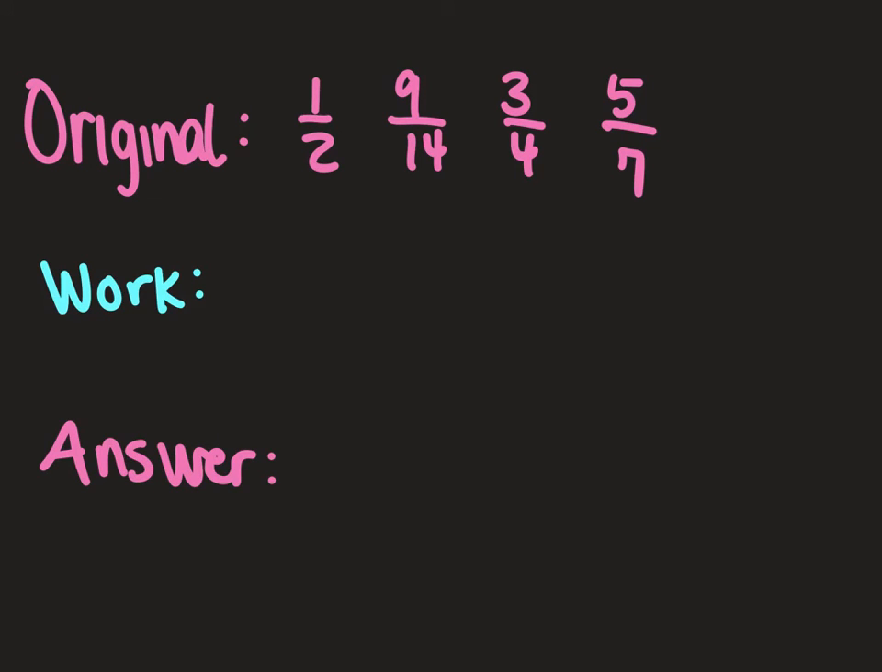All right, this is one for you to try by yourself. The original list is 1/2, 9/14, 3/4, and 5/7. Show me some work, common denominators. I would skip count by the biggest guy, and then write the pink numbers again, least to greatest. Hit pause, work it out, hit play, and see if you're right.